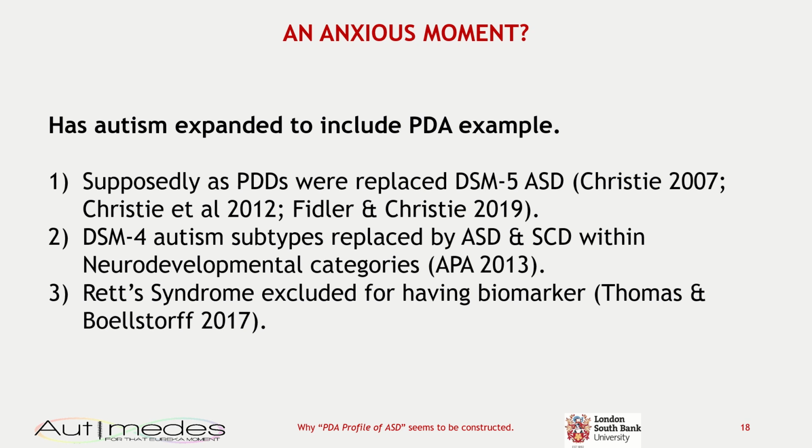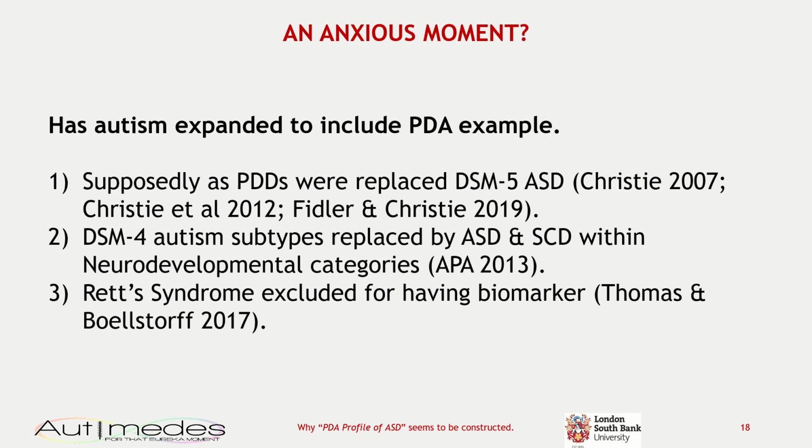But I would point out that the DSM-IV autism subtypes were replaced by autism and social communication disorder within the neurodevelopmental categories within the DSM-5. And this matters because it's not just that the 3 autism subtypes in DSM-IV were replaced with one category, they were replaced by 2 within a broader chapter. And I'll get onto this point because it means that autism is a neurodevelopmental category. And it comes back to an important point for this example. It's also worth pointing out that the DSM-IV pervasive developmental disorders had Rett syndrome, but that was excluded from the DSM-5 for having specific biomarker evidence.